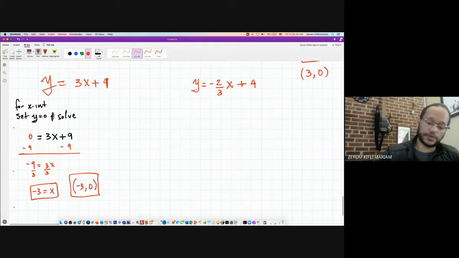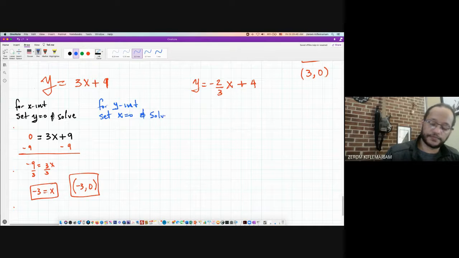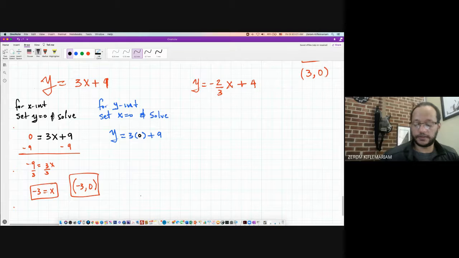For the y-intercept, what do we do? Set x equal to 0 and solve. So I have y is equal to 3 times x plus 9. What am I changing? The x value becomes 0. So y is equal to anything times 0 is 0, and this becomes 9. So when x is 0, the y value is 9.